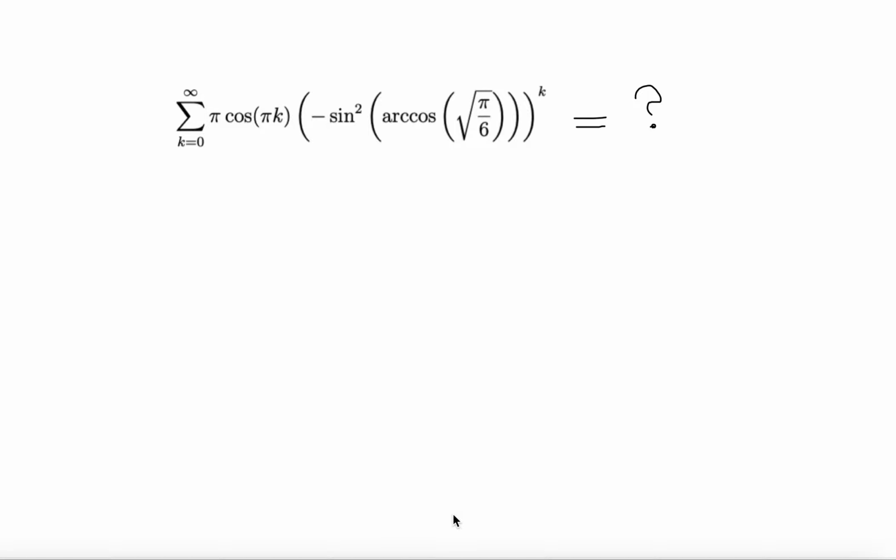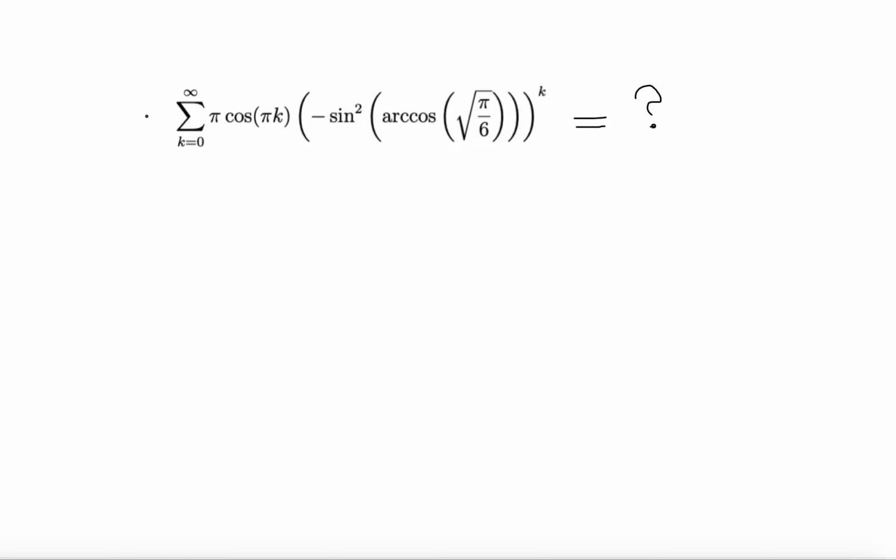Here I have a seemingly very challenging series, and we're asked to compute it. It says, what's the series as k goes from 0 to infinity of pi cosine pi k times quantity negative sine squared of arc cosine of root pi over 6 to the k power. And now this looks horrifying for most, but I'll show you that it's not really that bad at all. It's really not that bad.